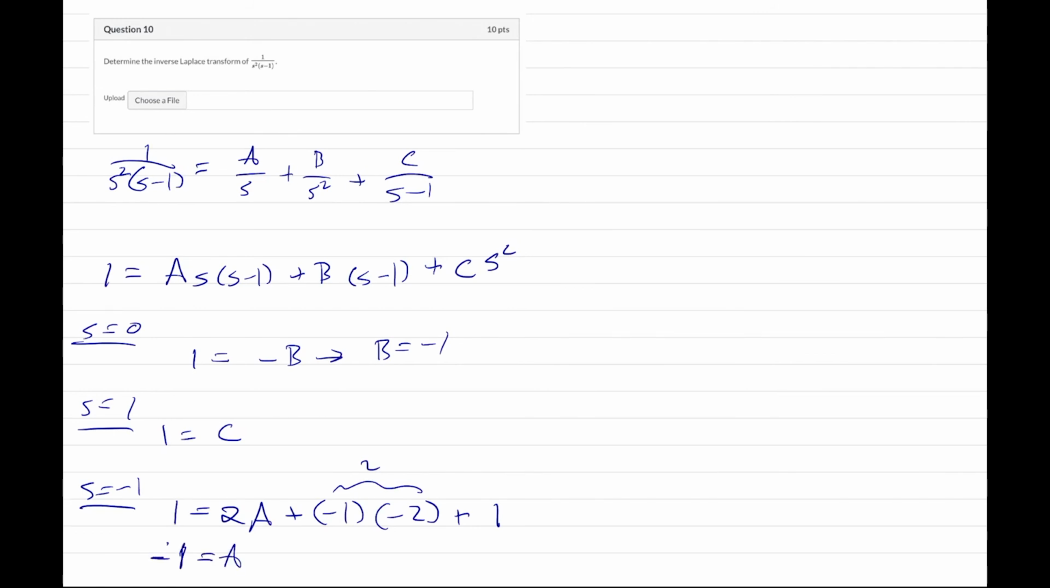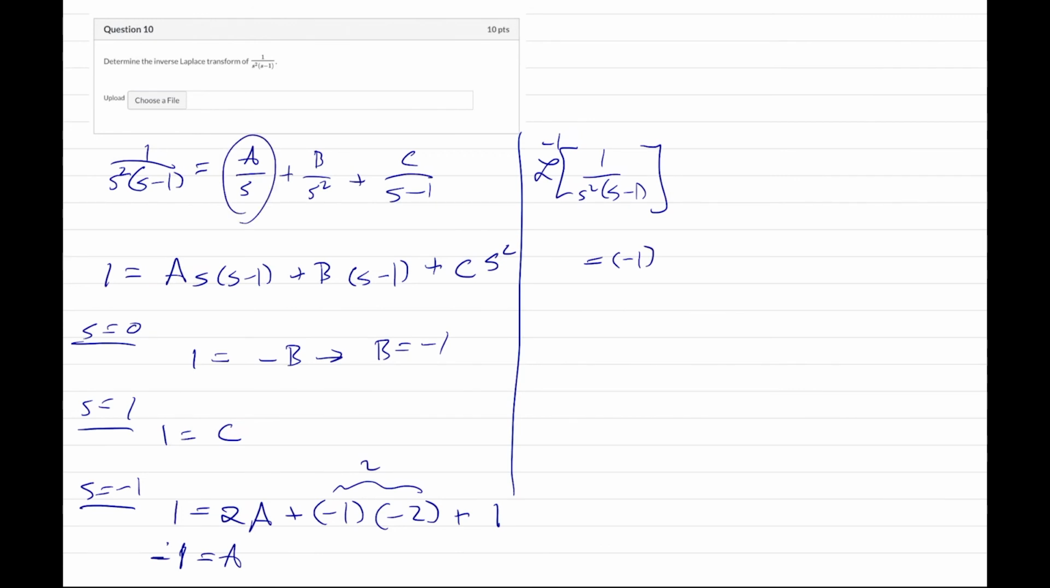All right, so let's invert Laplace transform it. So the inverse Laplace transform of 1 over s squared times s minus 1 is going to be A, which is negative 1, right, times 1 over s. The inverse Laplace transform of that just gives us 1, so that's it. And now we have plus negative 1 out of the B, and 1 over s squared, that's going to give me t.